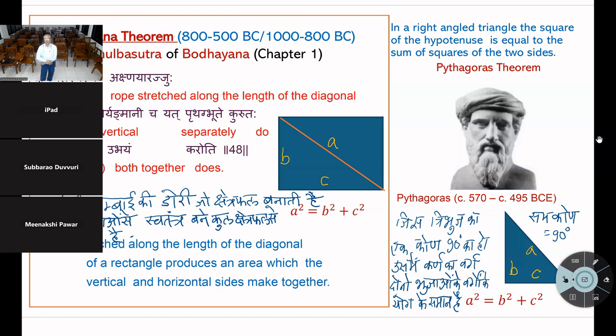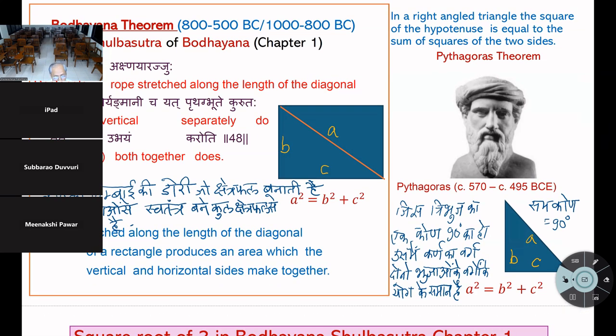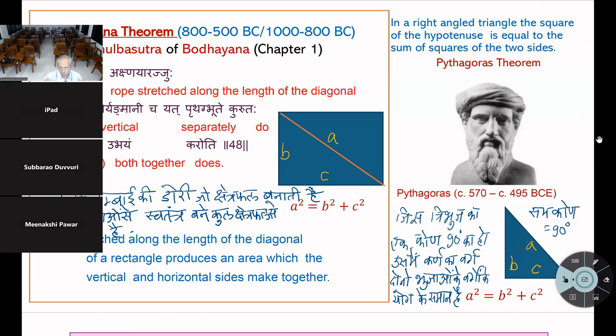So this is Pythagoras. He was around the time 570 to 495 BCE. He writes in terms of triangle, as we understand, but Bodhayana wrote in terms of a rectangle. There is a small difference in the way of expressing, because Bodhayana is saying in terms of areas, whereas Pythagoras is saying in terms of squares.